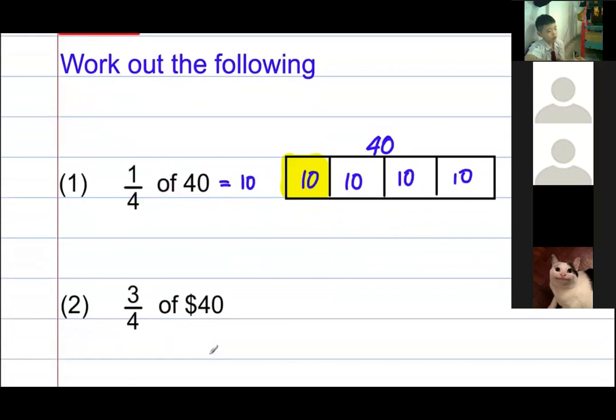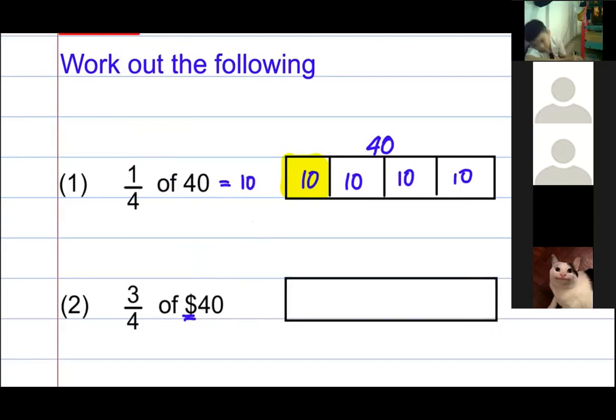We're asked to work out 3/4 of $40. Now, what's different in this question? Well, firstly, obviously, it's 3/4, not 1/4, but it's the same numbers in principle with the 40, but we have a dollar sign here. So we have a unit associated with our amount. We must give a unit in our answer. There may be 2 marks for this in an exam. So exactly as we did before, what we're going to do, we're going to draw a box out that represents the total amount, which is 40.